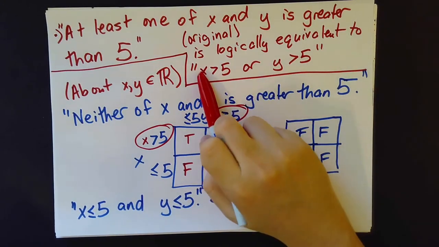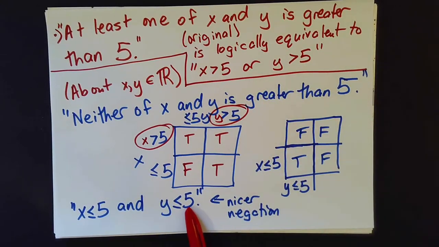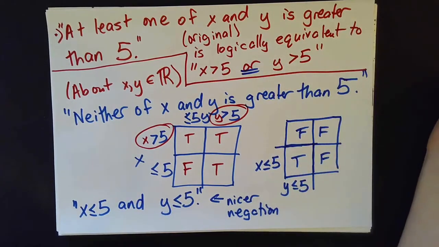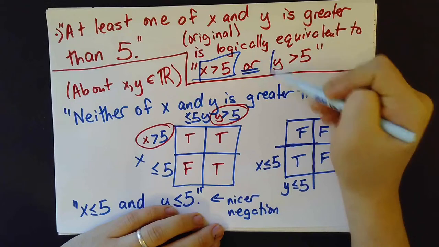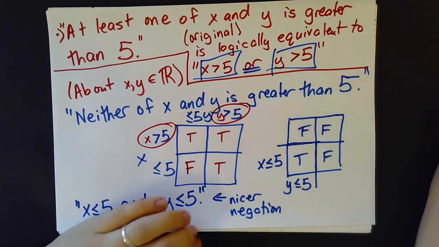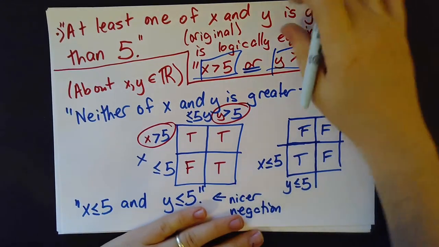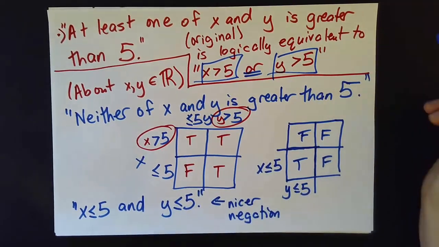So, why of all those ways do I happen to like this one and this one the best? The reason is this or here is a pure logical or. It is connecting two statements: X is greater than 5, or Y is greater than 5. And so I can just think about this purely in terms of the logic.